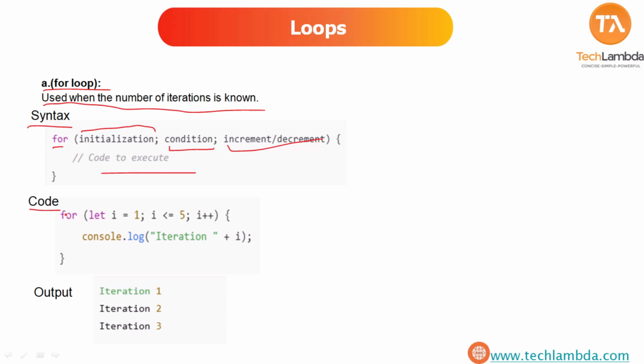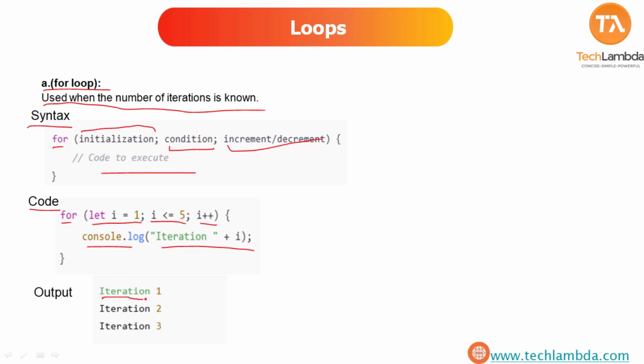Now the code: for (let i...). This is the initialization. We assume we take the variable let i equals 1, and this is the condition, that is i less than or equal to 5, and this is the increment, that is i++. In the console.log print statement, it prints the iteration of i, right?